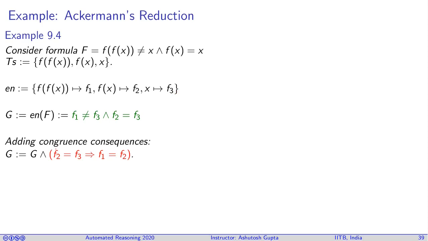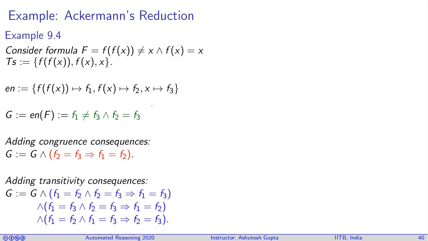Now we ask, can we apply congruence between them? Yes, you can. You can say that f2 and f3 are fx and x, and if the function is applied, then you get the equality between f1 and f2. So this is one instantiation of the congruence consequence. Then we can apply transitivity rules: if f1 equals f2 and f2 equals f3, then f1 equals f3, and you can do this for all combinations of these three symbols. Potentially transitivity can be applied on these three symbols.